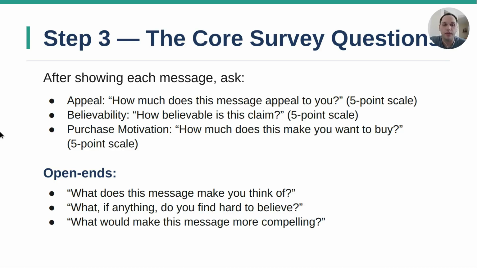Then 3 open-ended questions. What does this message make you think of? To understand the associations it triggers. What, if anything, do you find hard to believe? To identify the credibility gaps. And what would make this message more compelling? To surface what's missing. Those open ends are what turn the scorecard into a roadmap.